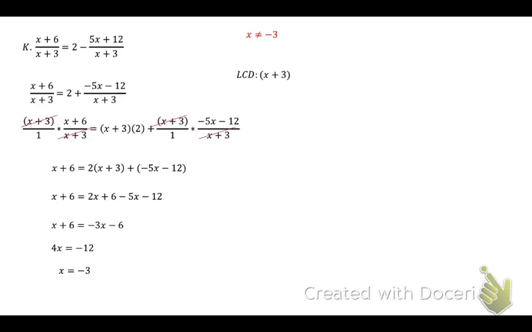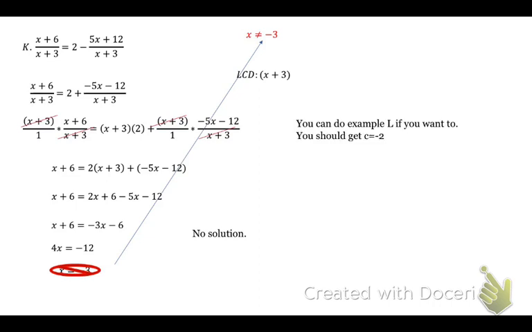But our restriction was negative 3. So then we just get no solution. If your restriction is ever the same as your solution, it doesn't work, because if you plug that back into the equation, you're going to get an error because you're dividing by 0. So the answer is no solution. Okay? You can do example L. You should get c equals negative 2.